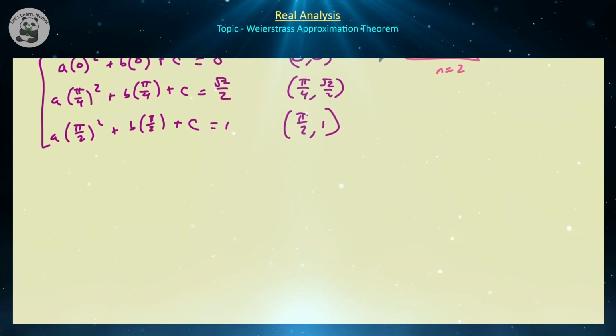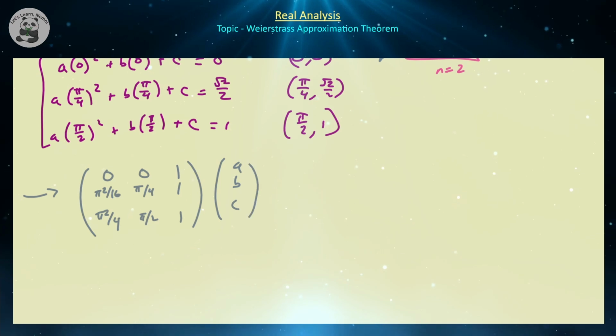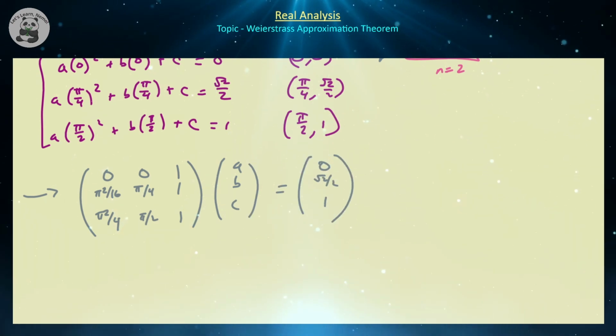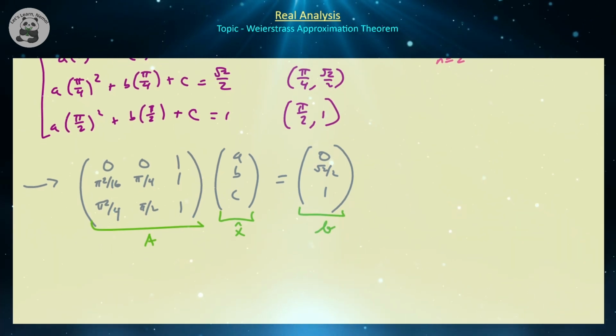And let's just quickly write this in matrix form because this sometimes is a little bit more annoying to work with, so you probably use a solver to solve this. So once you simplify, this is going to be the matrix with rows 0, 0, 1, and then pi squared over 16, pi over 4, 1, and then pi squared over 4, pi over 2, 1, times a, b, c is equal to 0, square root of 2 over 2, and 1. So what we have here is some coefficient matrix A, our variable vector x, let's call it x hat, not to confuse with the x before. And then we have our constant coefficient vector B.